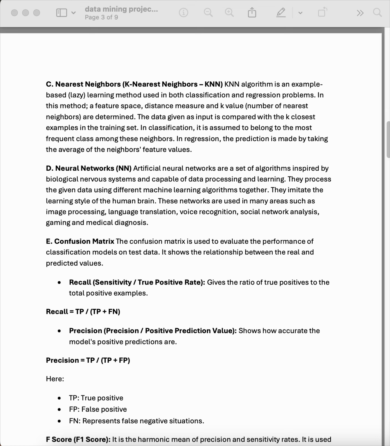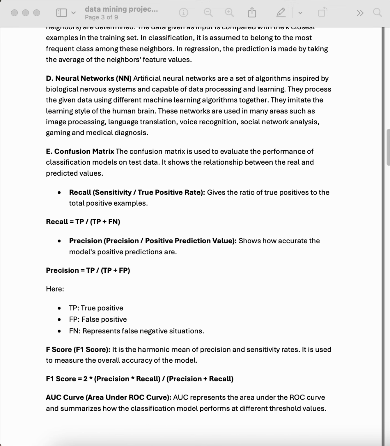And the confusion matrix, also. The general structure of the confusion matrix shows how accurately a model predicts with four different categories, like true positive, true negative. False positive, the model mistakenly said yes. False negative, the model mistakenly said no.